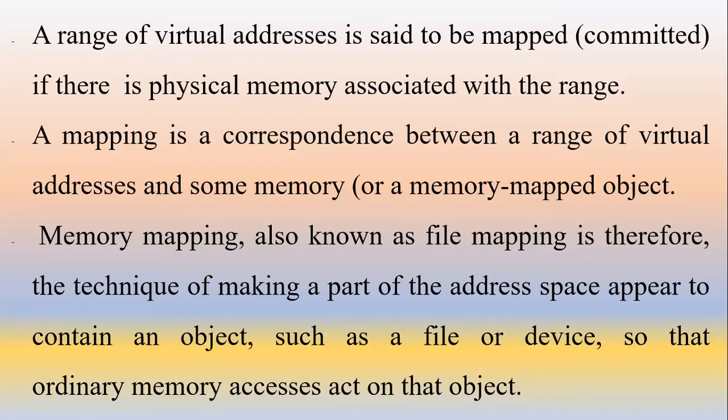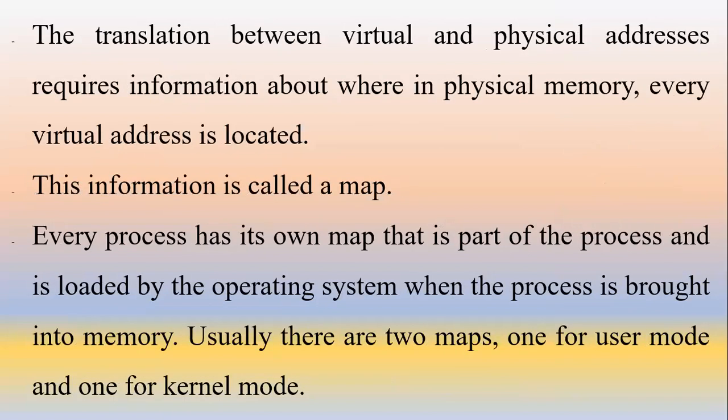So a range of virtual addresses is still to be mapped or committed if there is physical memory associated with the range. A mapping is a correspondence between a range of virtual addresses and some memory or a memory mapped object. Memory mapping, also known as file mapping, is therefore the technique of making a part of the address space appear to contain an object such as a file or a device, so that ordinary memory accesses act on that object. The translation between virtual and physical addresses requires information about where in physical memory every virtual address is located. This information is called a map.